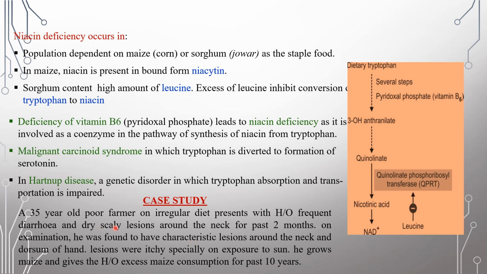A 35-year-old poor farmer on an irregular diet presents with history of frequent diarrhea and dry scaly lesions around the neck for the past 2 months. On examination, he was found to have a characteristic lesion around the neck and dorsum of the hand. The lesions were itchy, especially on exposure to sun, and he grows maize, and he gives the history of excess maize consumption. That is, he has been on a staple diet of maize for the past 10 years.